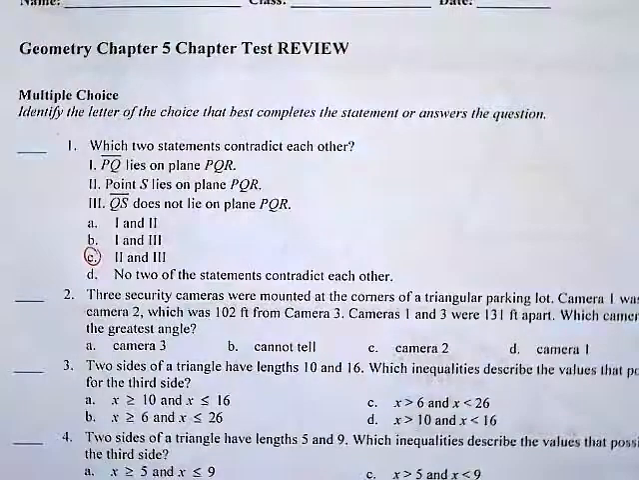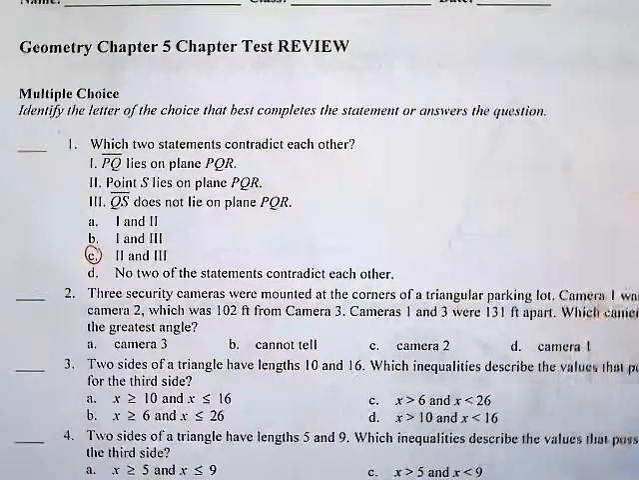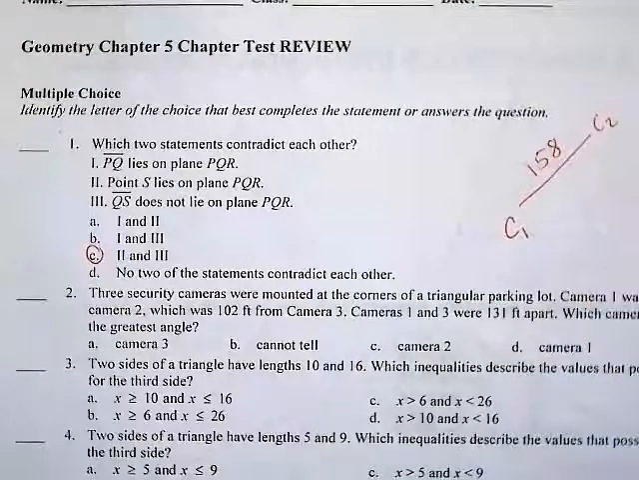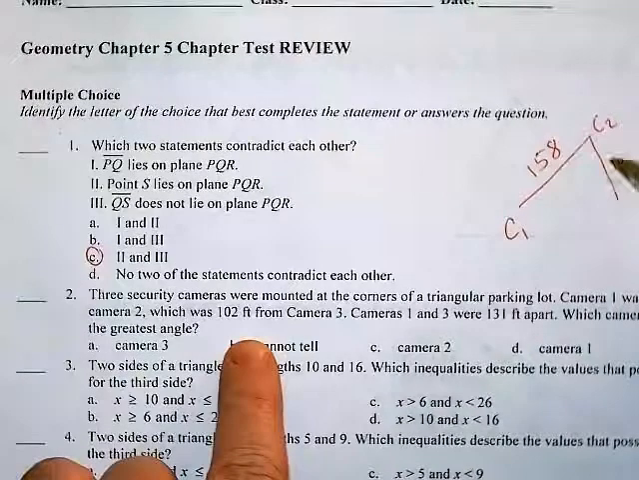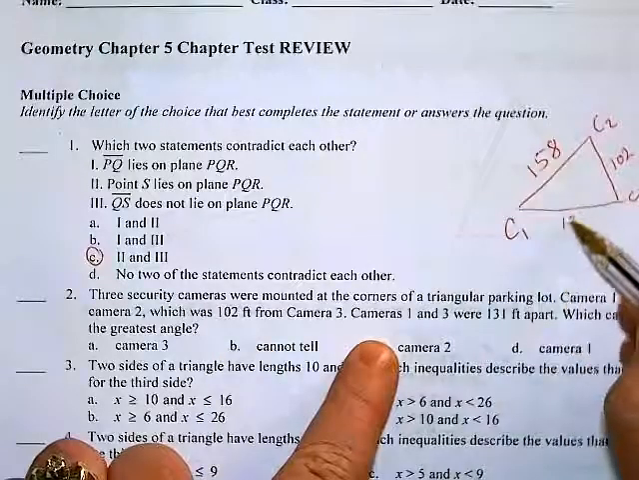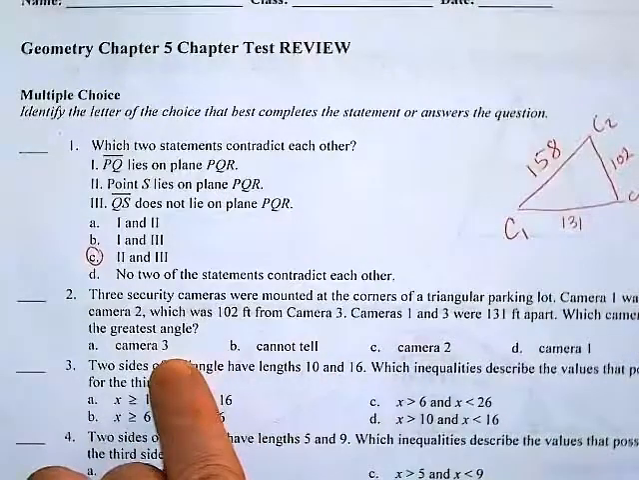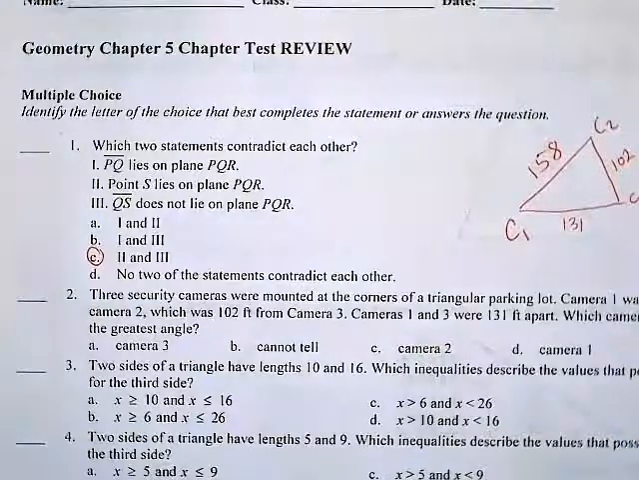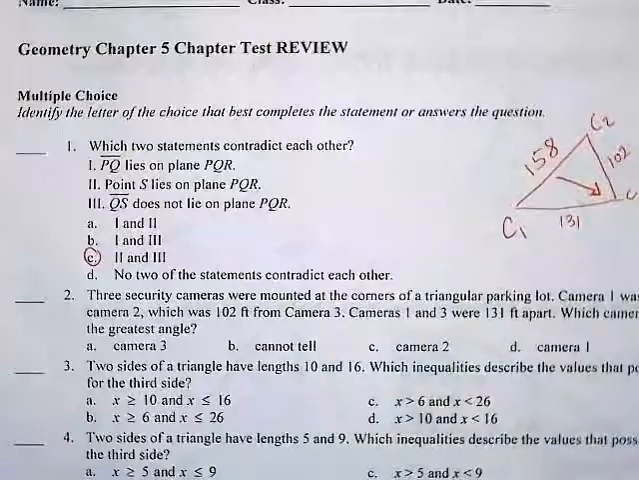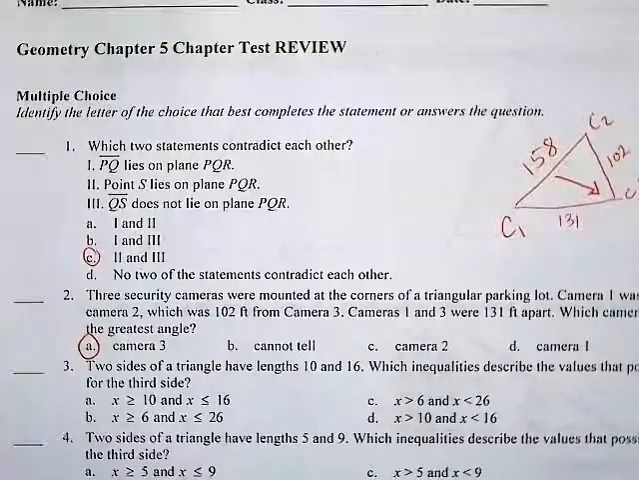Number 2, three security cameras are mounted at the corners of a triangular parking lot. Camera 1 is 158 feet from camera 2, which is 102 feet from camera 3. Cameras 1 and 3 are 131 feet apart. Which camera has to cover the greatest angle? This goes along with what we learned yesterday: the biggest side is across from the biggest angle. So the biggest side is 158. It is across from camera 3. So that one has to cover the biggest angle.